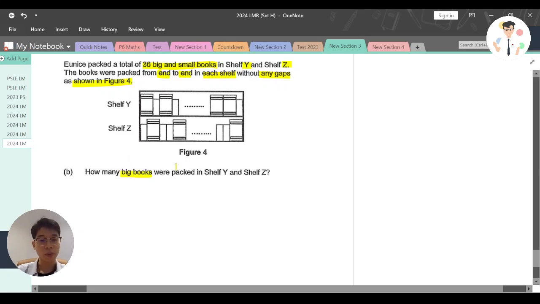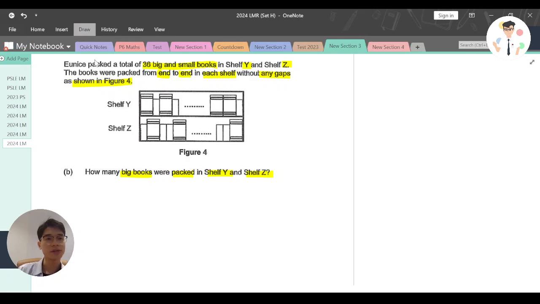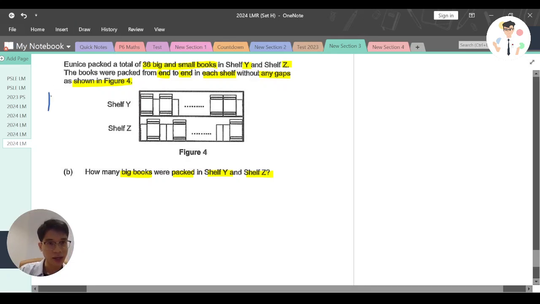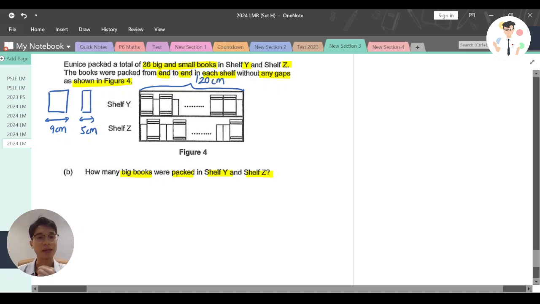How many big books were packed in shelf Y and Z? Now, let's just recap some of the ideas. I have big books, and the big book is 9 cm. This is what I know. And I know there's a small book, and the small book is 5 cm. And I found that the length of the shelf here is 120 cm. And now I'm asking, how many big books were packed in shelf Y and Z when I know that there are 36 big and small books?